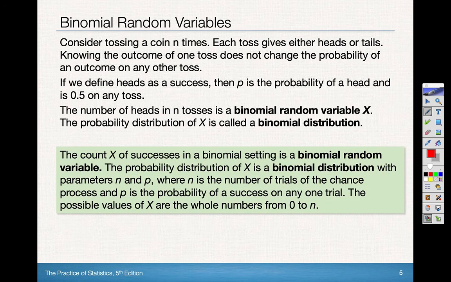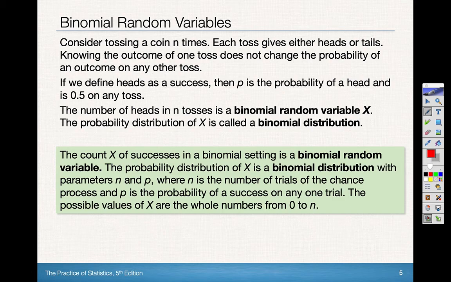So that's why when you start these questions, it's very important to understand: do you indeed have a binomial random variable? From a binomial random variable, we create binomial distributions. So let's take a look. Consider tossing a coin n times. Each toss gives either heads or tails.